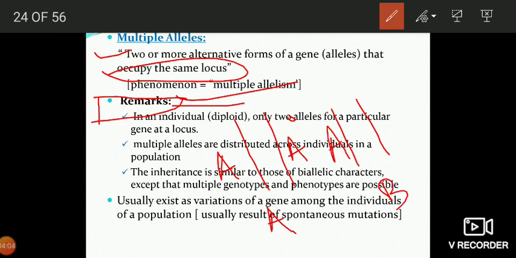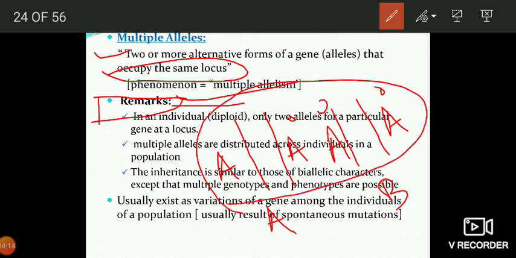Okay, और दूसरा भी A नॉट है. Okay, that means up till now you have only two types of alleles.